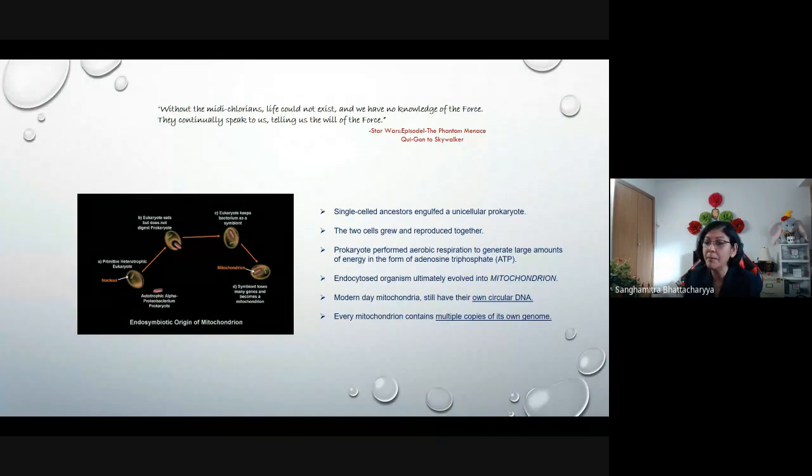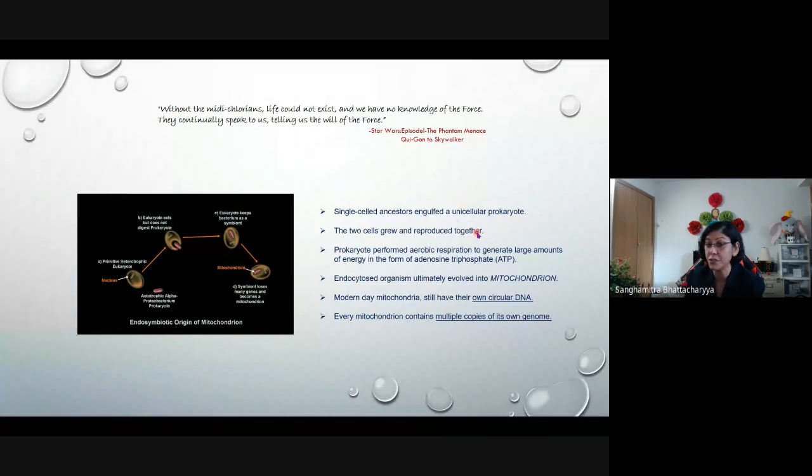Let's go back billions of years ago when one of our single-celled ancestors engulfed a unicellular prokaryote. Now, this prokaryote and the actual cell, both these two cells now knew that they have to grow and reproduce together.